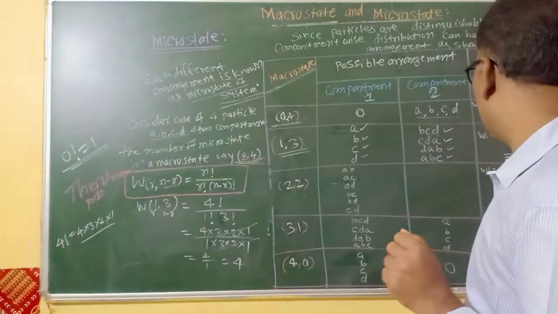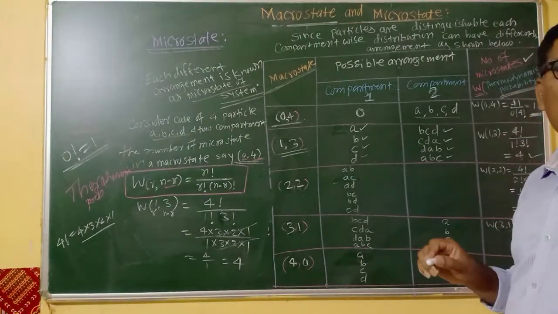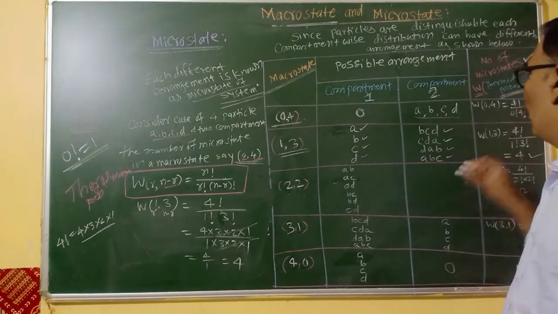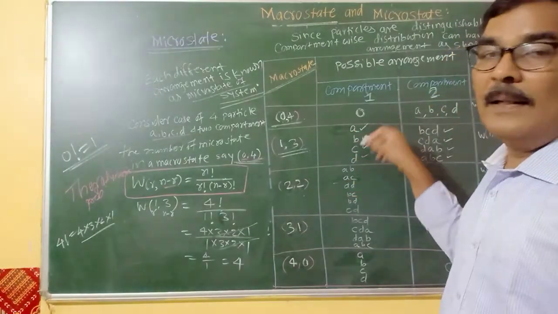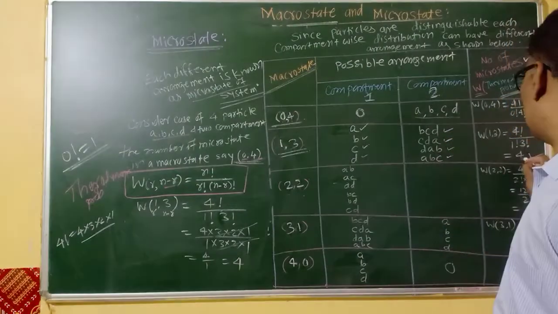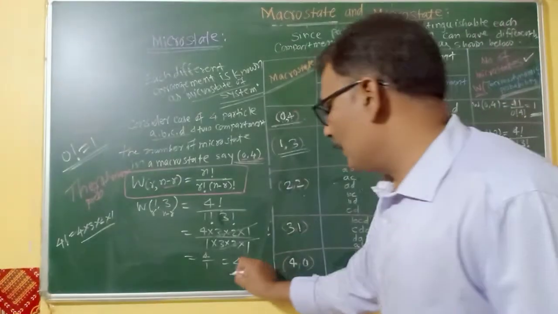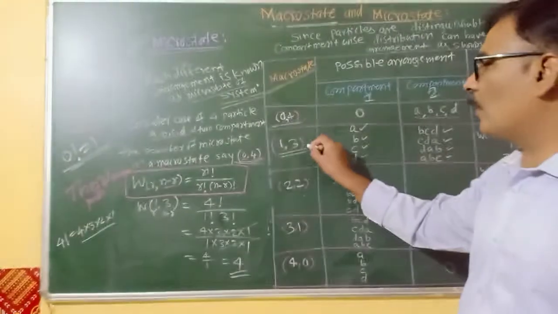Now, how can it be? Here what is the answer we have? 1. What is the answer here? 1. So here how many cases will come? 1, 2, 3, 4. So the answer should be 4. How did it come? See here, for 1, 3 what is the answer? 4. So what are the possibilities for 1, 3?